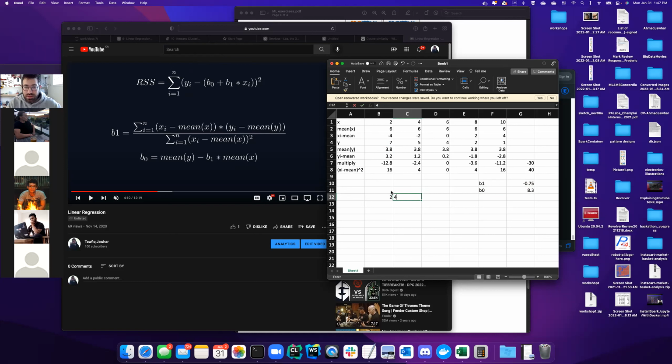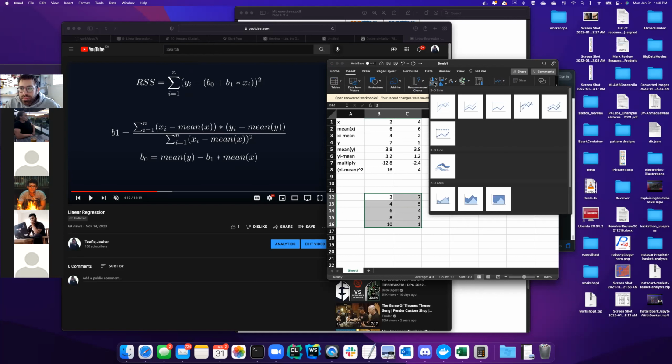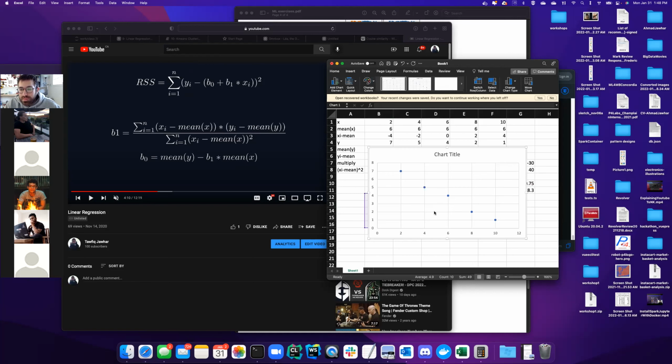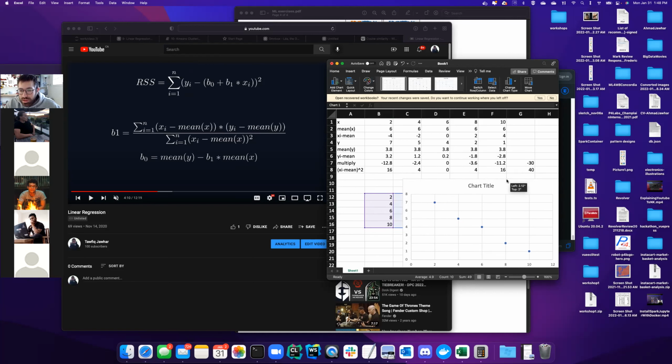We can probably plot this if you want. Six, 8, 10. And we have 7, 5, 4, 2, 1. So if I'm plotting the points, these are our points.